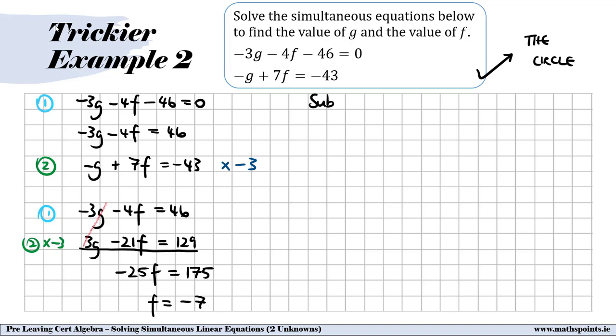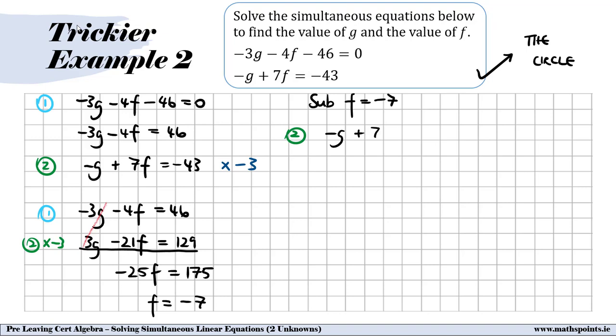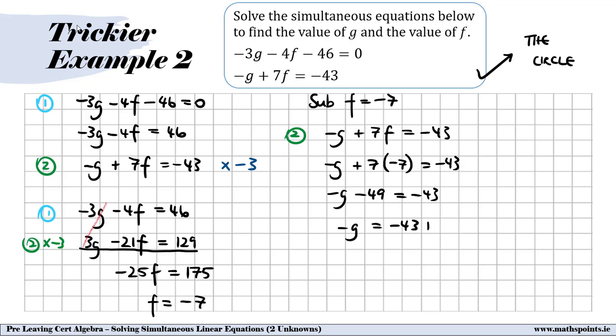So I can sub f equals minus 7 back into either original equation. I'm going to choose equation 2, and equation 2 reads that minus g plus 7f equals minus 43. So minus g plus 7 times minus 7 equals minus 43. Minus g minus 49 equals minus 43. I'm going to add a 49 to both sides to give me that minus g equals minus 43 plus 49. And I get minus g equals plus 6. And then if I divide both sides by minus 1, I get that g is equal to minus 6. And so the solution to this simultaneous equation is that g equals minus 6 and f equals minus 7.